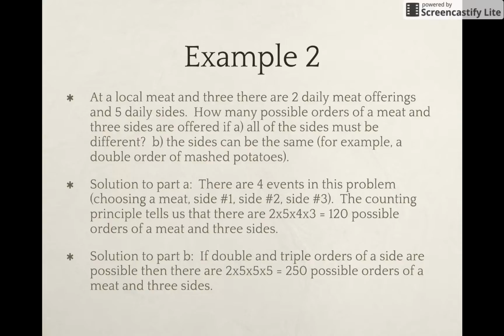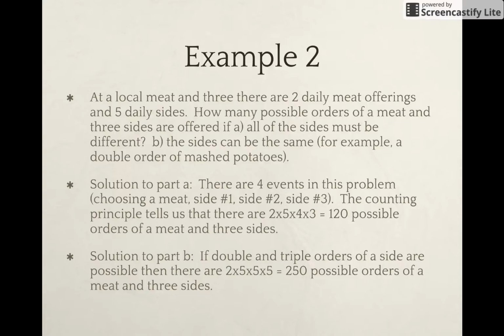Let's take a look at a second example. We have a local meat and three that offers 2 daily meat offerings and 5 daily sides. We might be interested in knowing how many possible orders of a meat and 3 sides we can order from this establishment.